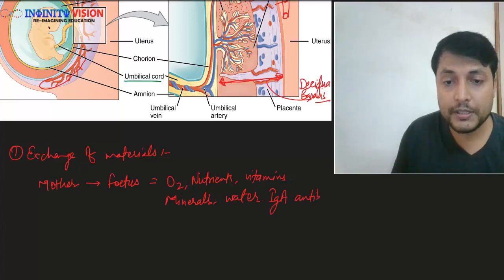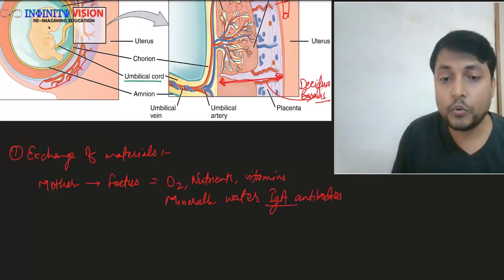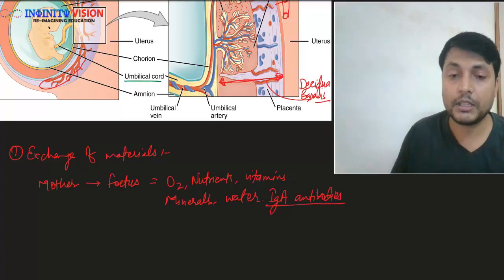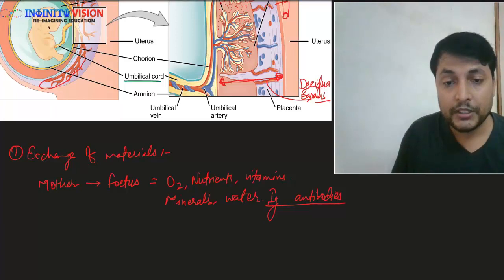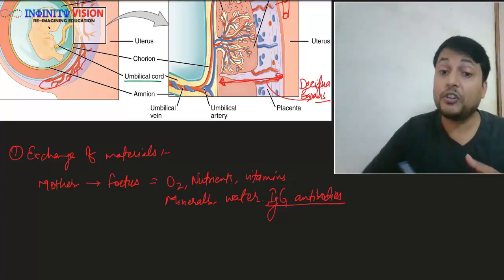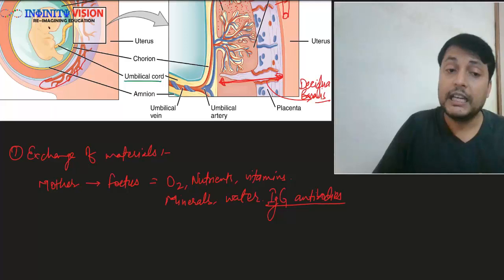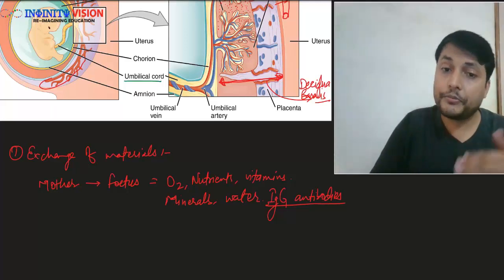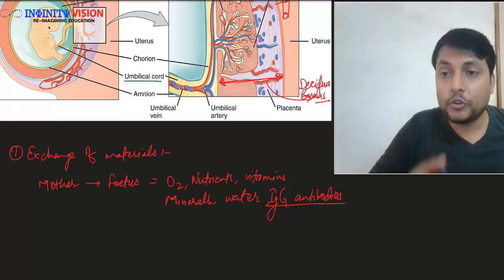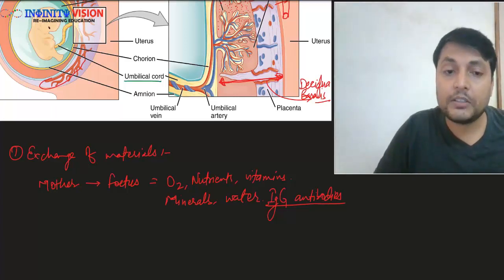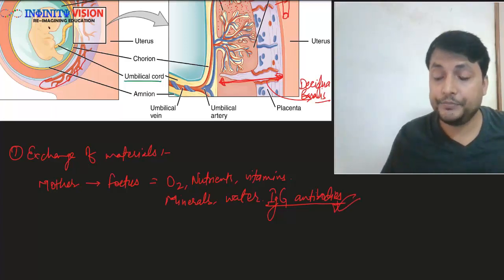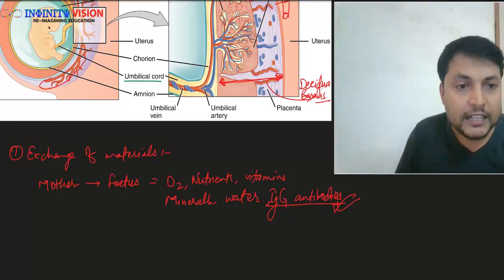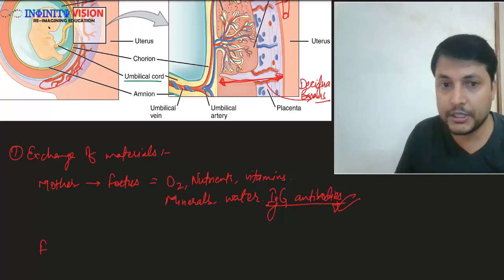IgG antibodies. Sorry, not IgA, I'm extremely sorry on this, IgG. Okay, these are the only antibodies that can cross the placenta and reach up to the fetus from the maternal blood. ठीक है, तो बार बार ये सवाल आपसे पूछा भी जाता है that which antibody can cross placenta. The answer is IgG. Great. Apart from that, if we look at the exchange of materials from mother to fetus, ये सारी चीजें जाती हैं.